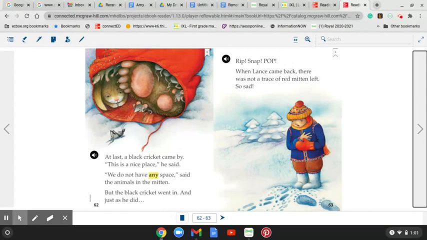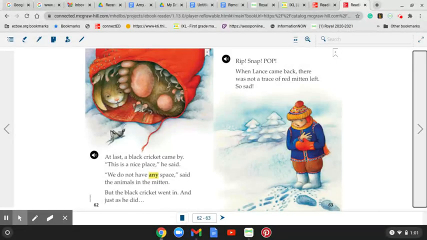So now can you find another soft C word and maybe a soft G word? Can you put your finger on it? Can you read it to me? Okay, I'm going to pick the word place. That has a soft C at the end. I wonder if any of you chose the word place. Now, I do not see a soft G word on this page.